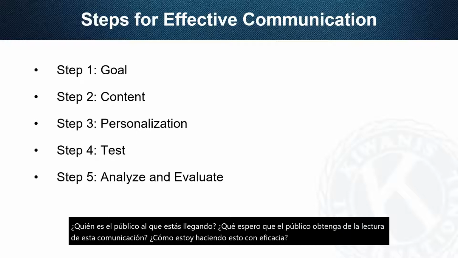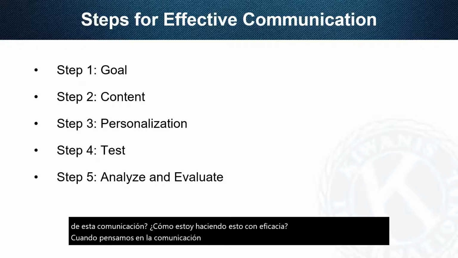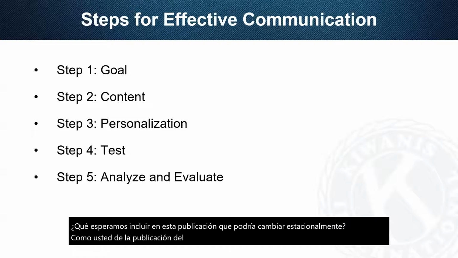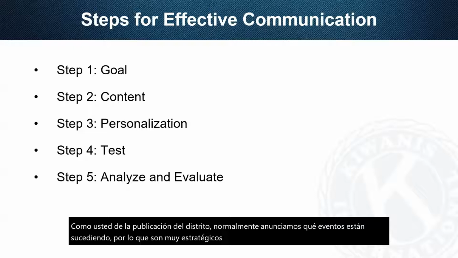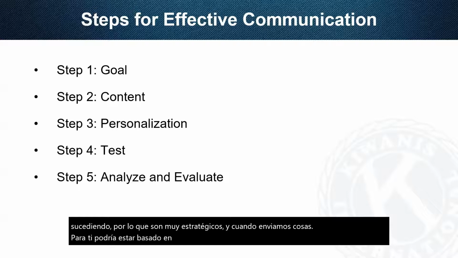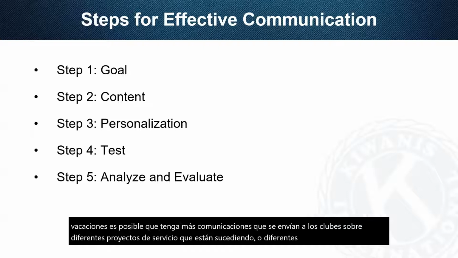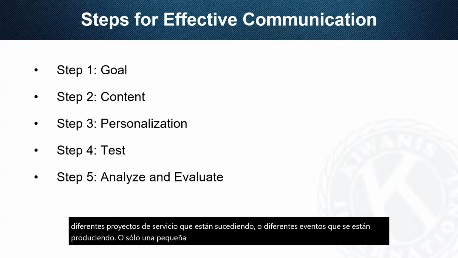When we think about the communication, we might venture into what is the content? What are we hoping to include in this publication? That might change seasonally. As you know from the district publication, we typically advertise what events are happening. So they're very strategic in when we send things out. For you, it might be based on the season, it might change. So for instance, during the holidays, you might have more communications being sent out to your clubs about different service projects that are happening or different events that are occurring, or just a fun little recipe for something to have at the next office holiday party.